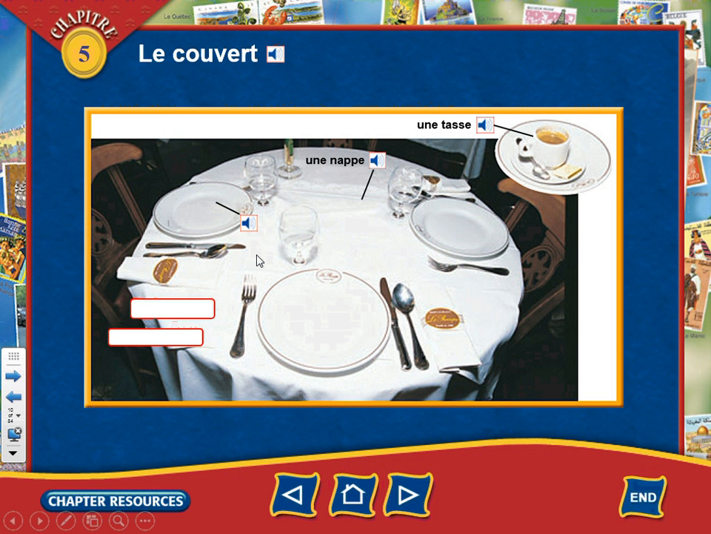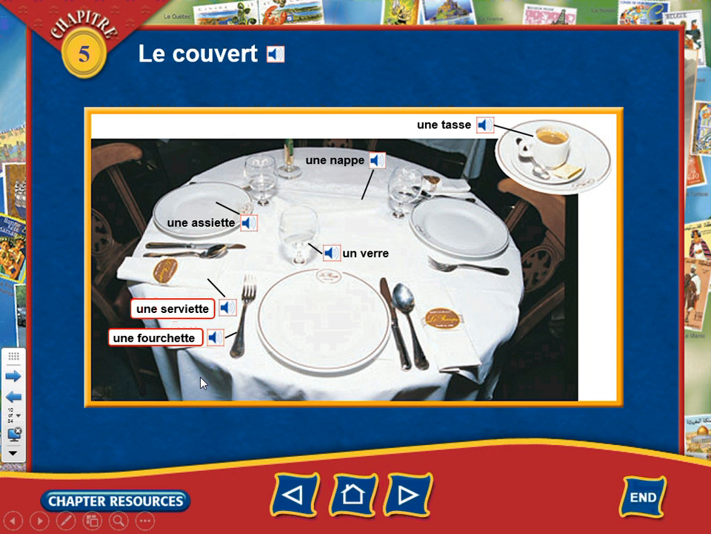Une assiette. Une assiette you'll find at the bottom of the right-hand column, and that's a plate. Un verre. Un verre is a glass. That's in the left-hand column. A glass. Une serviette. Une serviette is a napkin. You'll find that above the word for plate in the right-hand column. Une serviette is a napkin.